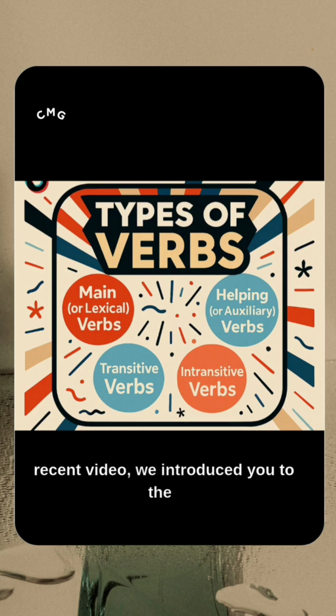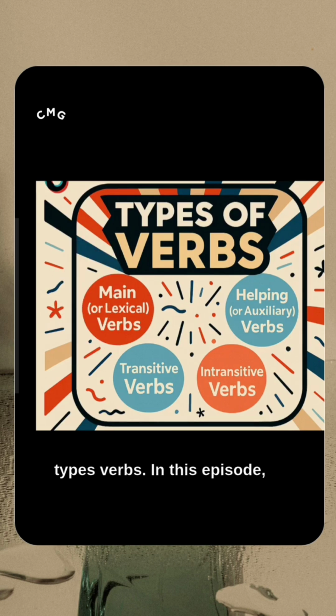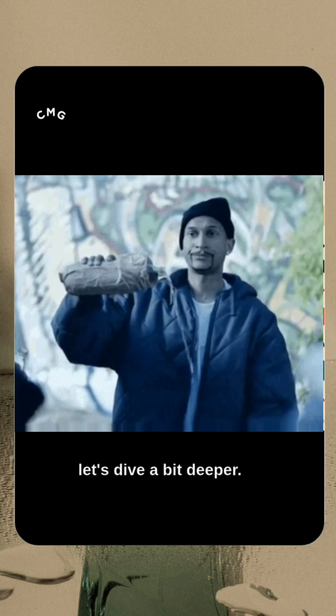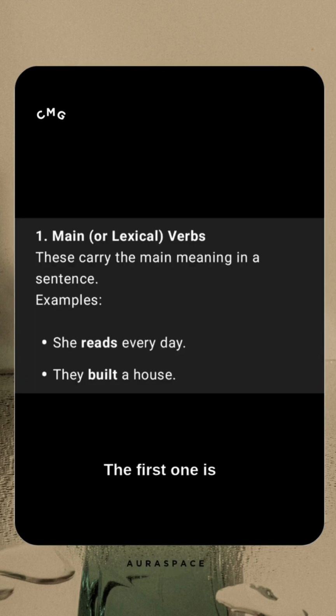In the recent video, we introduced you to the types of verbs. In this episode, let's dive a bit deeper. Now, let's look at the various types. The first one is the main or lexical verbs.